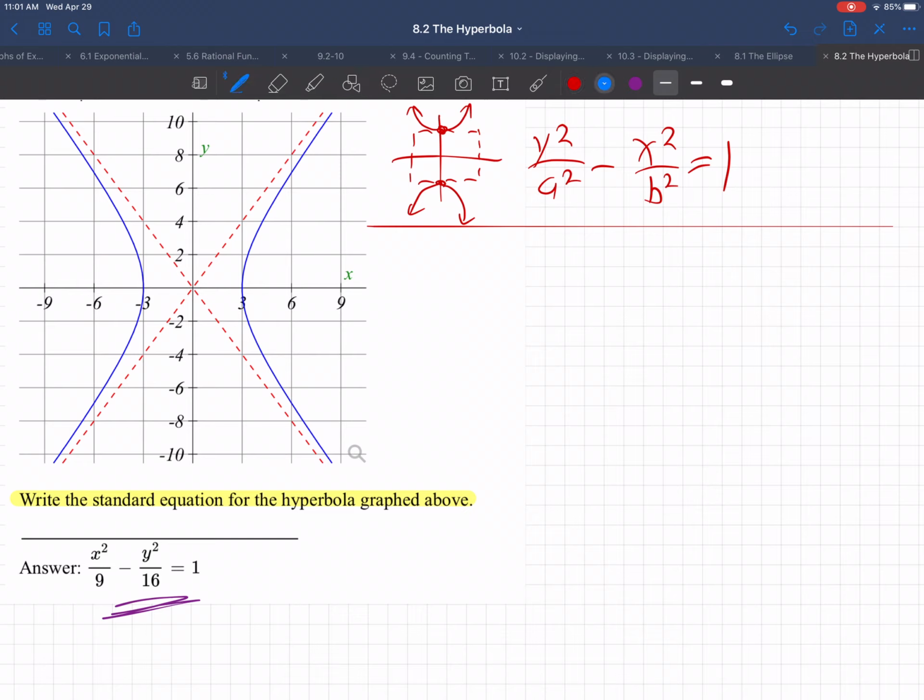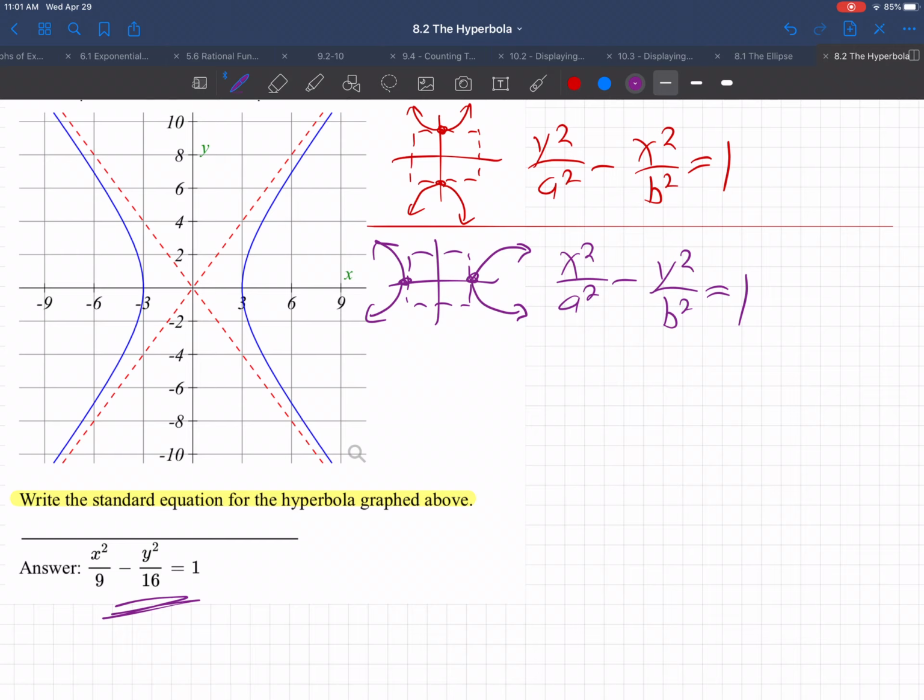Now, on the other hand, if you have the branches going right and left, then that means x squared is in the front instead of y squared. So whatever letter is in the front, that tells you the direction of the branches. If y squared's in the front, the branches are going up and down. If x squared's in the front, the branches are going right and left.